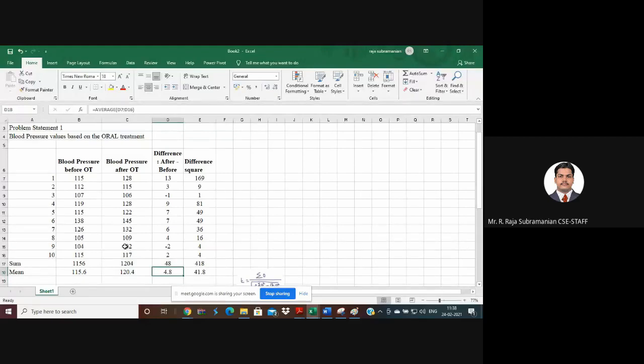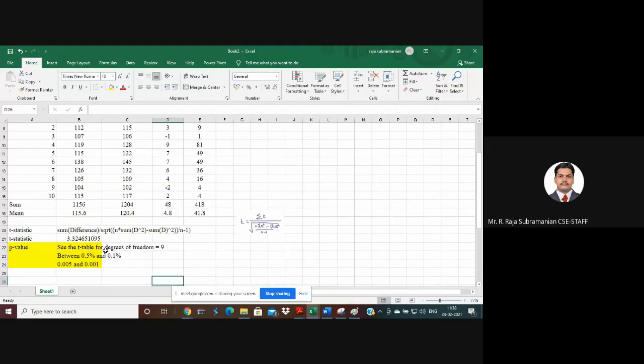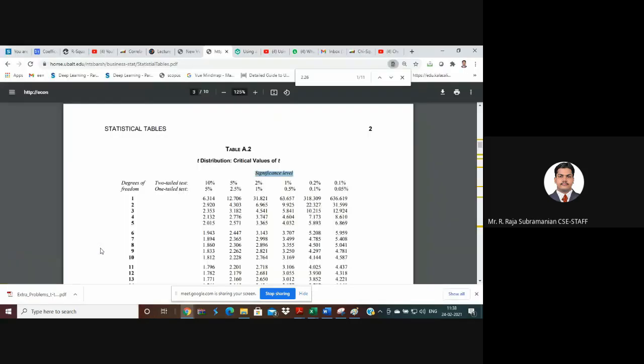The mean change here is 4.8. For witnessing that yes, there will be a change of at least 4.8, I'm saying that it is going to have a t statistic of 3.32. Using this statistic, I can go to the t table. Here I go. My degrees of freedom is 9. Why is the degrees of freedom 9? I'm setting.